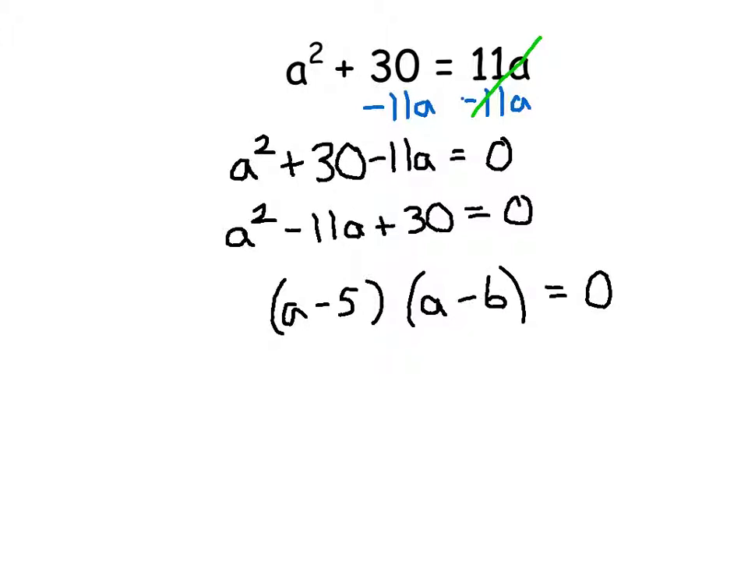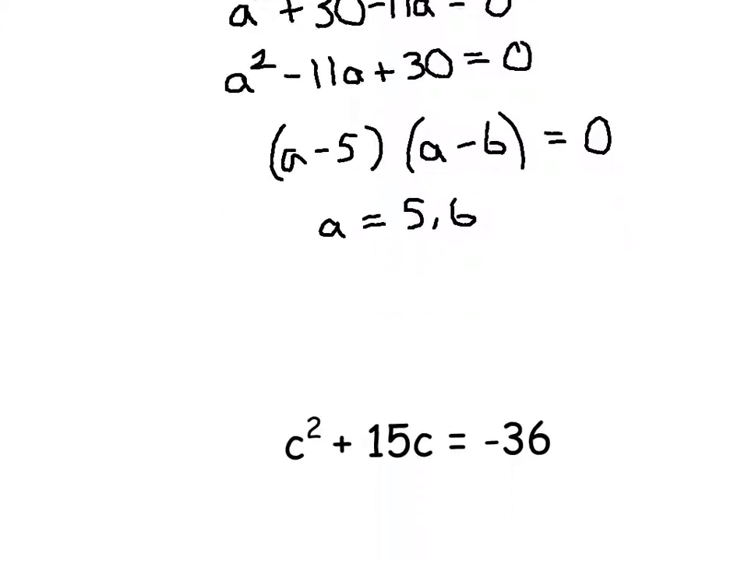We haven't solved it yet though, because we haven't actually given the values of a that solve that equation. So either this has to be equal to 0 or this does. So for that to be the case, a has to either have a value of 5 or 6. Okay, so next one.